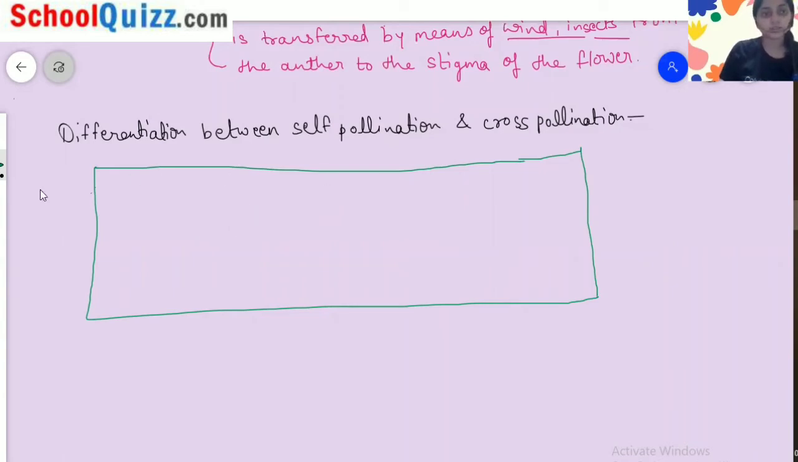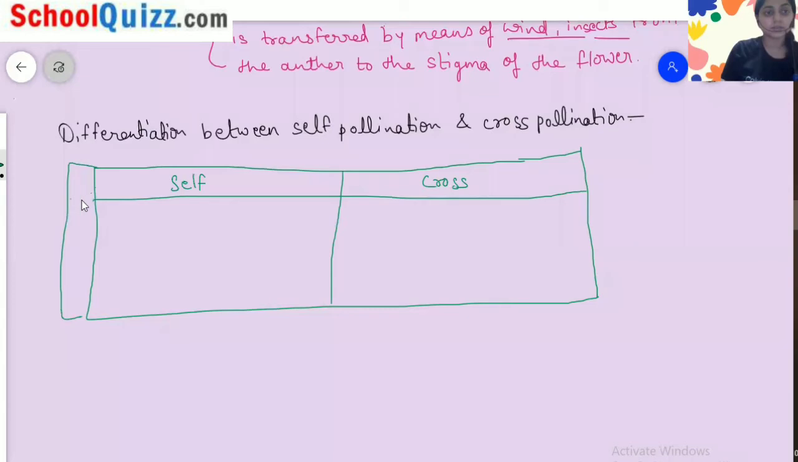Okay, self pollination and the cross pollination, and here you will write the remark, or you can write the serial number. So number one. In number one, you have to write the definition for the self and the cross pollination. So what is the self pollination?